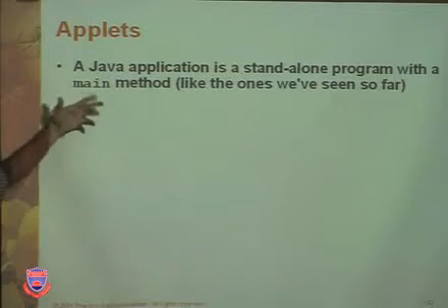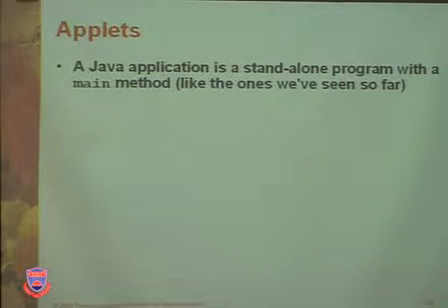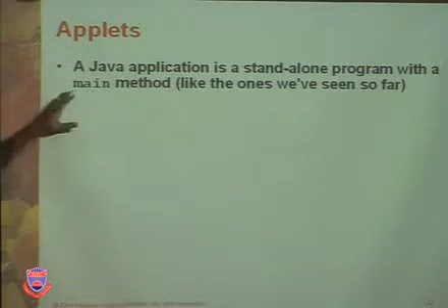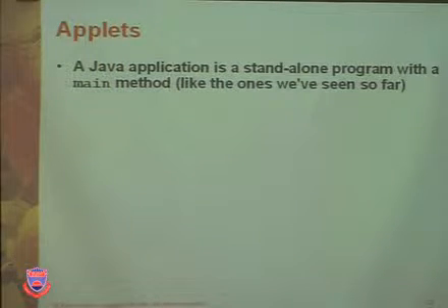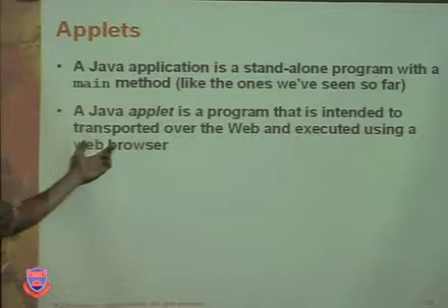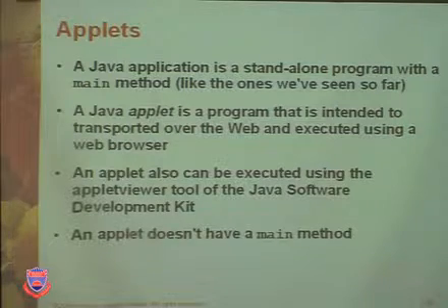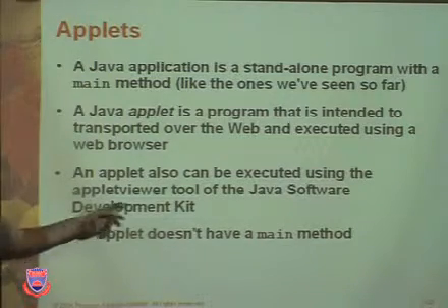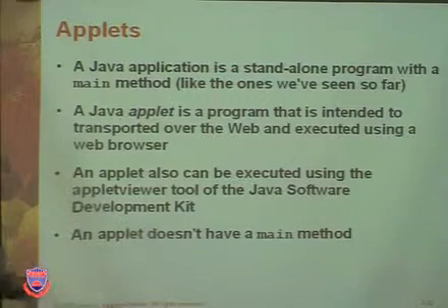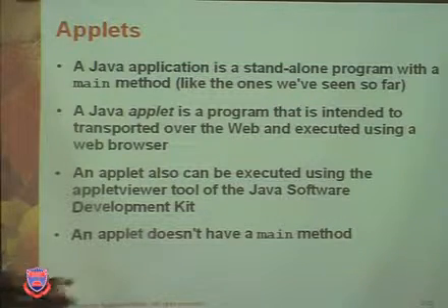A Java applet is an application that you can run in your browser, for example, in Internet Explorer or Netscape or whatever you're using as a browser. If a certain web page provides this applet, you can see its output on the screen. It is intended to be transported over the web and executed using a web browser, as I said earlier. You can execute it using the applet viewer tool, or again in any browser that you have installed on your computer.